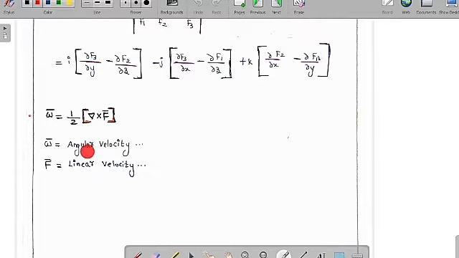It's a very important relation between the angular velocity and the linear velocity, which is W bar is equal to half of del cross F bar. W bar is called the angular velocity, whereas F bar is called the linear velocity. It's a very important concept because a lot of questions are asked on it. So I recommend remembering this formula: W bar is equal to half of del cross F bar, where W bar is the angular velocity and F bar is the linear velocity.